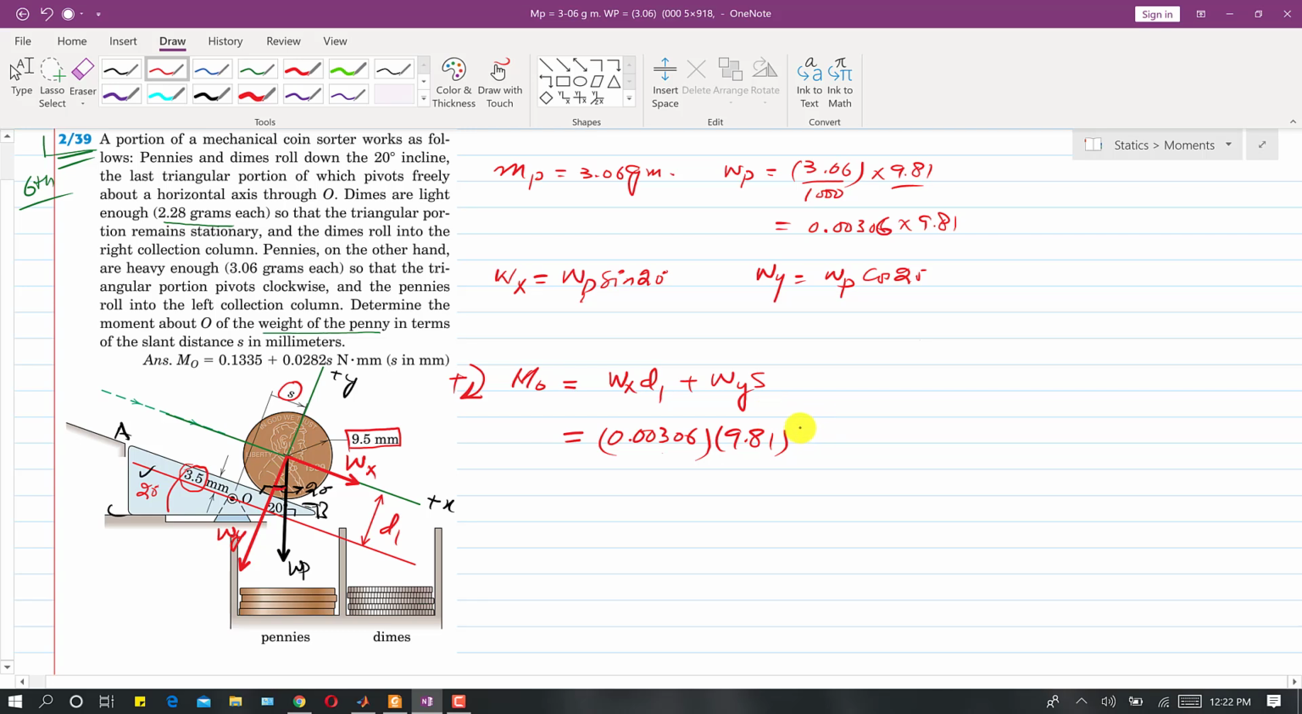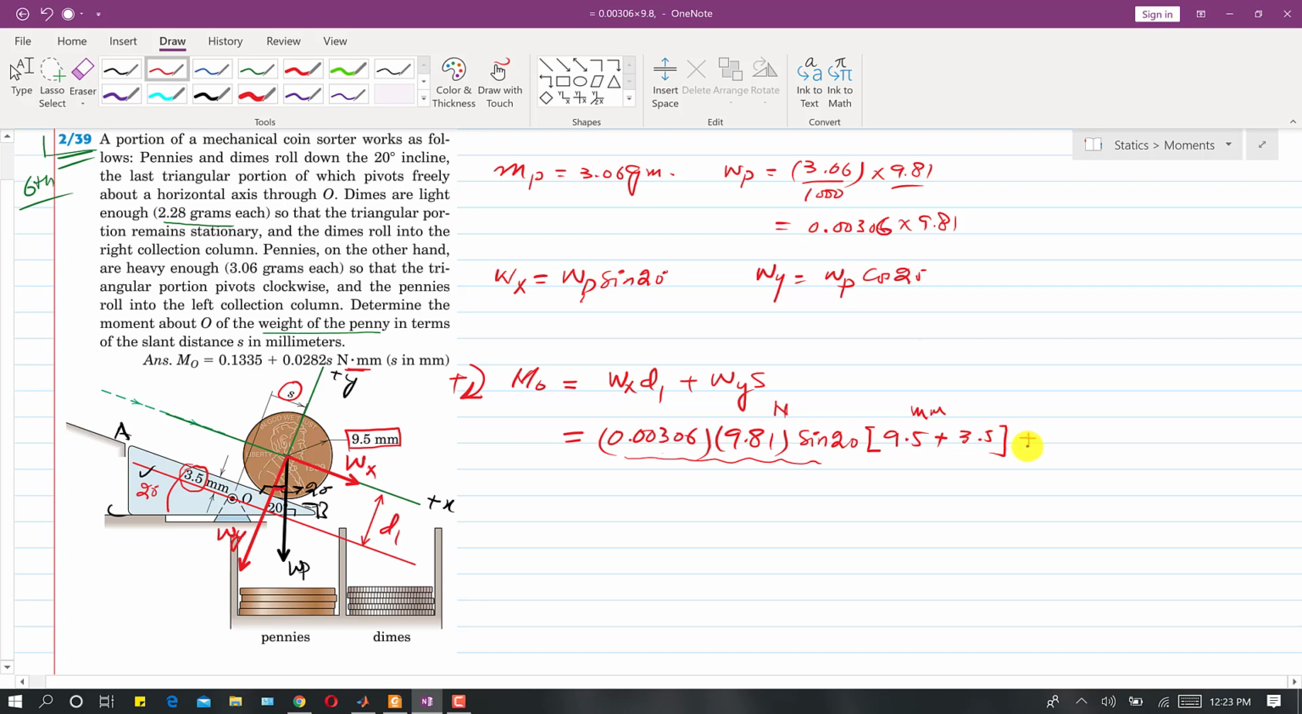So then what we will do, we will write, and also this is Wx, so Wx is sine of 20 degrees. So sine of 20, and then multiply by its moment arm, so its moment arm d1 is equal to 9.5 plus 3.5. This is in newtons and this is in millimeters, so the answer will be Newton millimeter. Why I am doing this is that the given answer is also in Newton mm, so we do not need to convert this to meters as well.